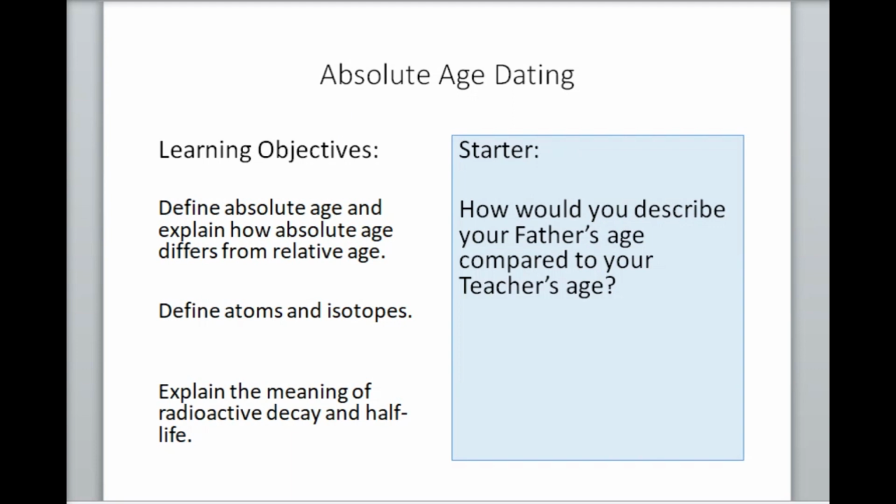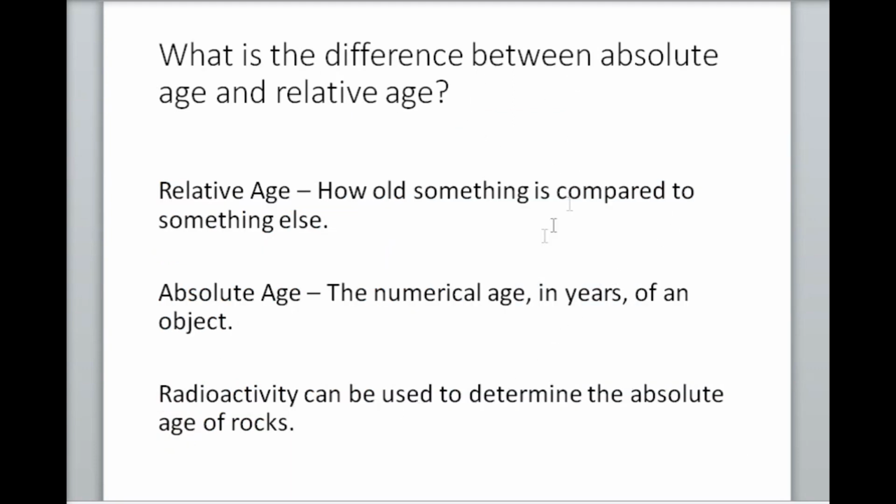Okay, so our definitions are over here. What's the difference? Relative age is how old something is in comparison to something else, and the absolute age is the actual numerical age in years of an object. Now, when we're looking at rocks, we use radioactivity to determine the absolute age of rocks, or if we're just seeing how deep they are, of course, that would be relative age dating.